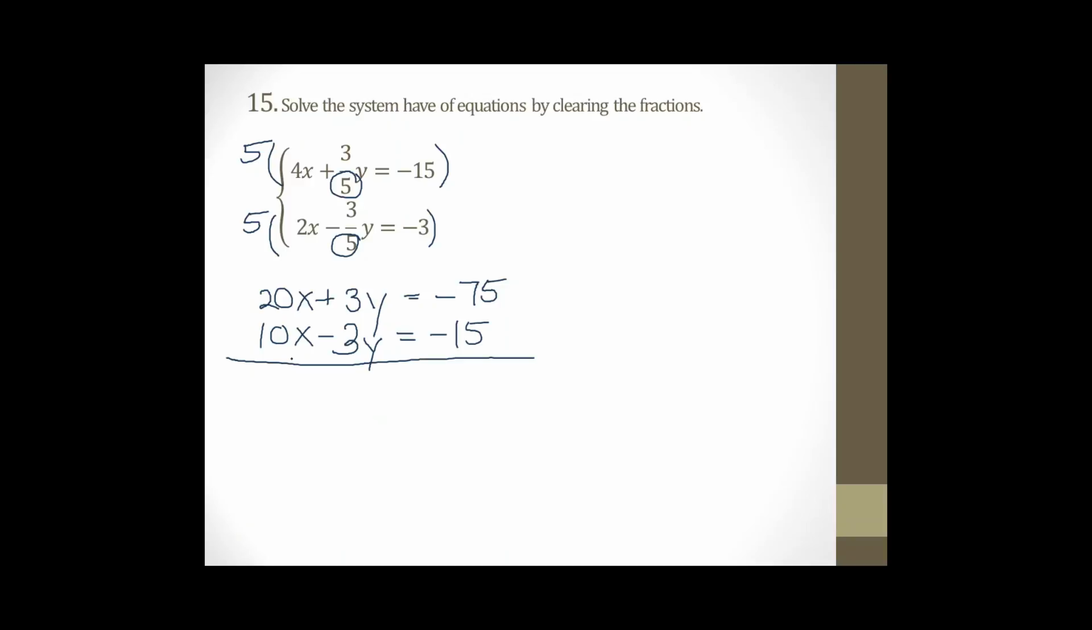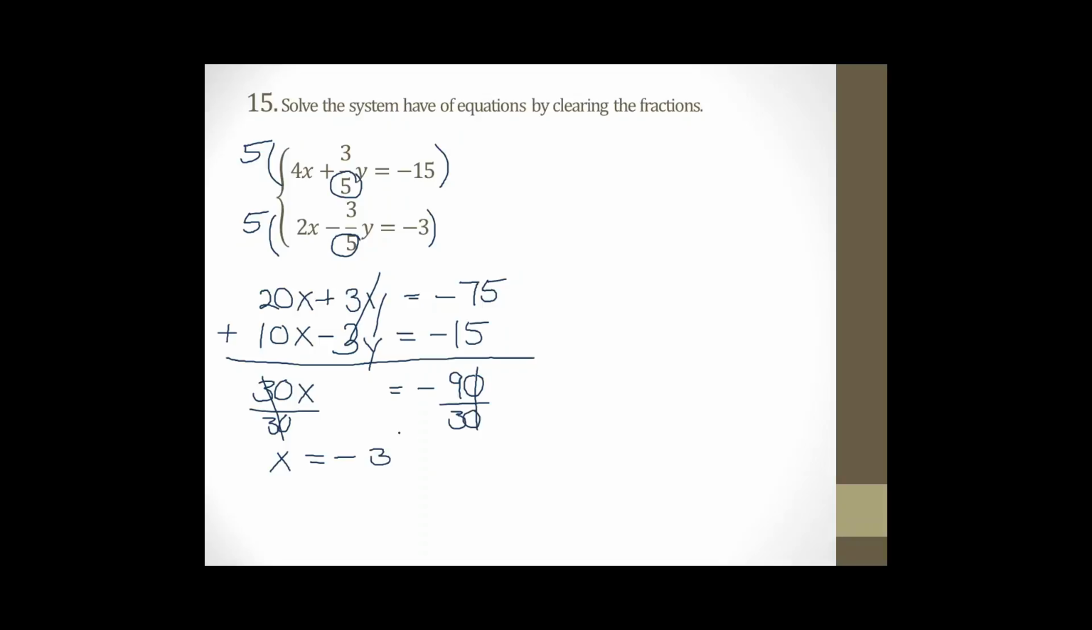So 20x plus 10x gives me 30x. And then 3y minus 3y cancels out to be 0. And -75 minus 15 equals -90. Solving for x, so divide on both sides by 30. And I'm left with x equals negative. The zeros cancel out, so 9 divided by 3 is -3.